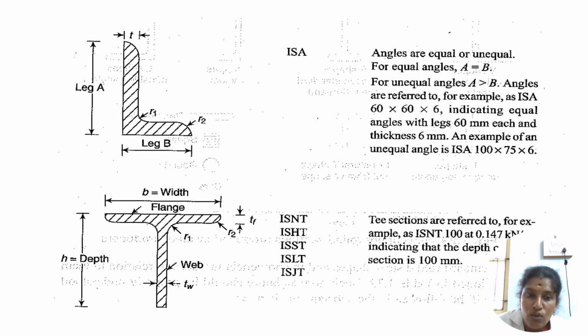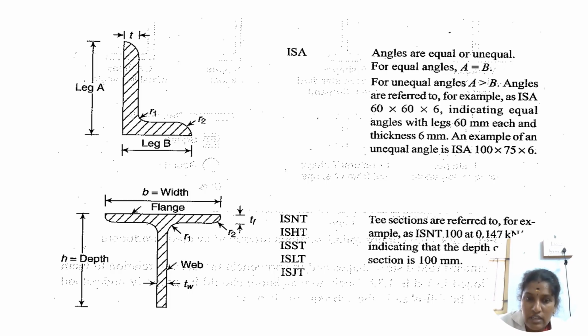Likewise the same applies for beams, T sections and L sections also. Here we know the angle section. An angle section can be equal or unequal. What does equal and unequal mean? If both legs, L and B, are 60 by 60, that is an equal section. 100 into 75 is an unequal section. Likewise we can classify it.